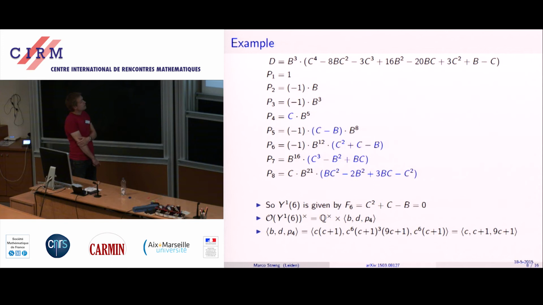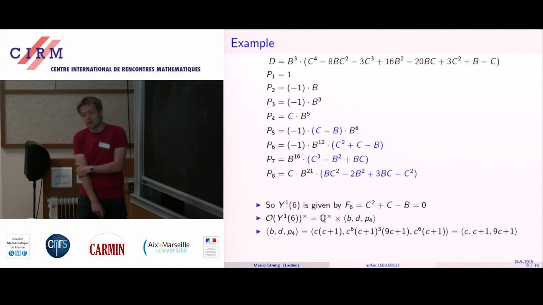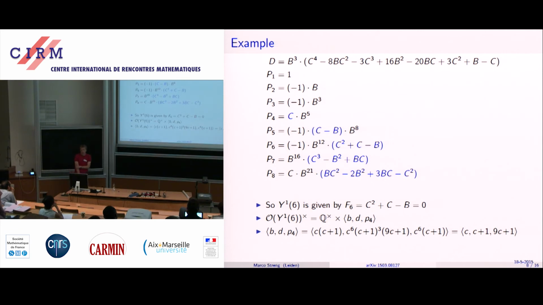I get, b was c times c plus 1. I compute the rest as well, and I see that this group is generated by c and c plus 1 and 9c plus 1. So that's just an example of that. And now I'd like to go back to the proof. So step 1 was using the division polynomials.